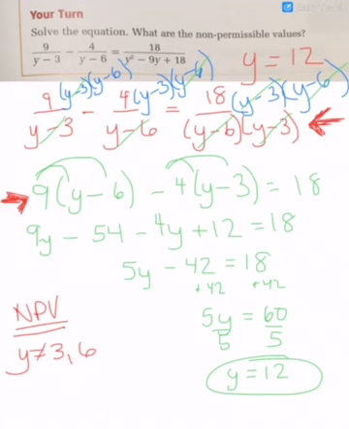Then you're going to multiply the 9 in and the minus 4 in. And make sure just that your sign is correct on this 12. It should be a positive because a minus 4 and a minus 3 is positive 12. Then we combine like terms, so you should end up with 5y on one side and 60 on the other, so y equals 12.